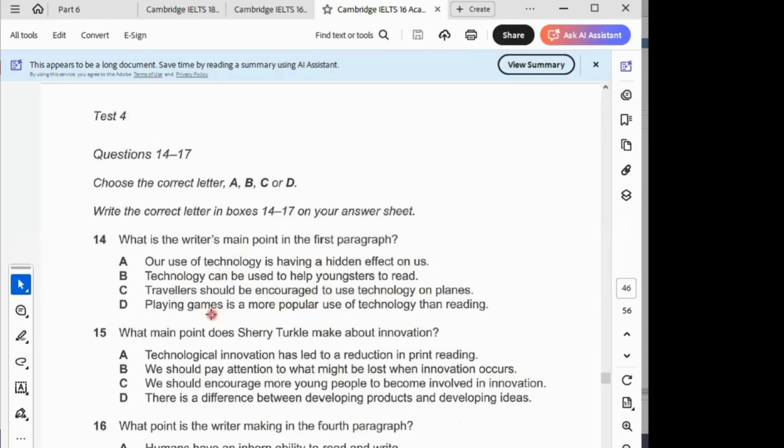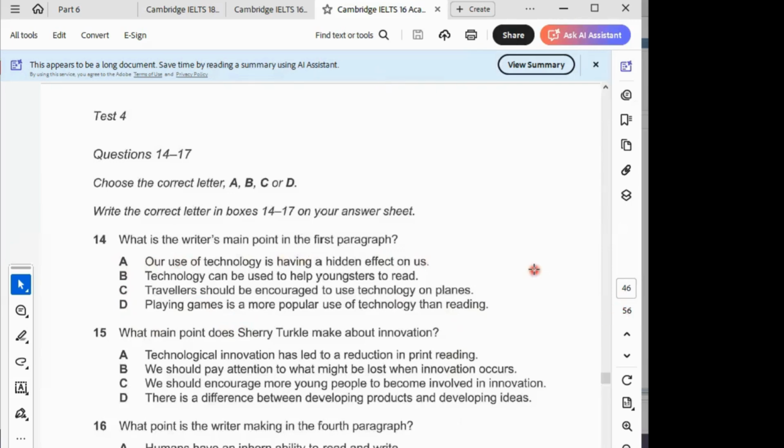Last option: playing games is a more popular use of technology than reading. No, they didn't compare in that paragraph I read. In fact, if you want to be correct, more of the age group are reading on their digital devices than the age group that are playing games. So, ladies and gentlemen, our answer for number 14 is going to be option A. I can see some people picked option A. You guys are doing well. Clap for yourselves.